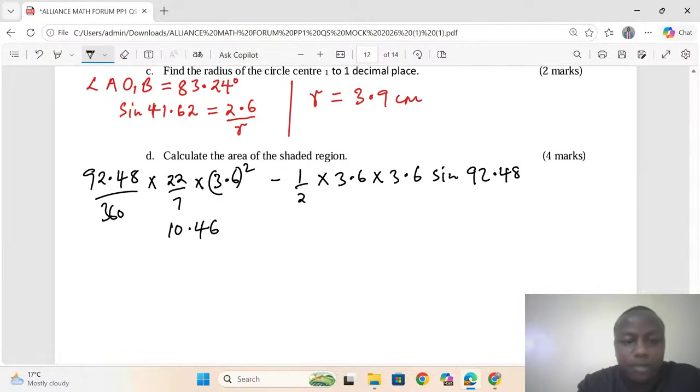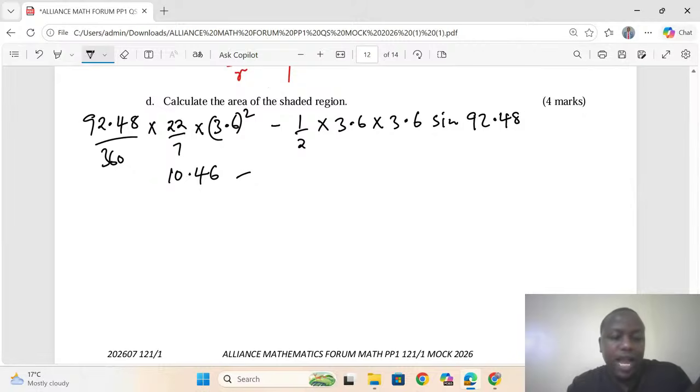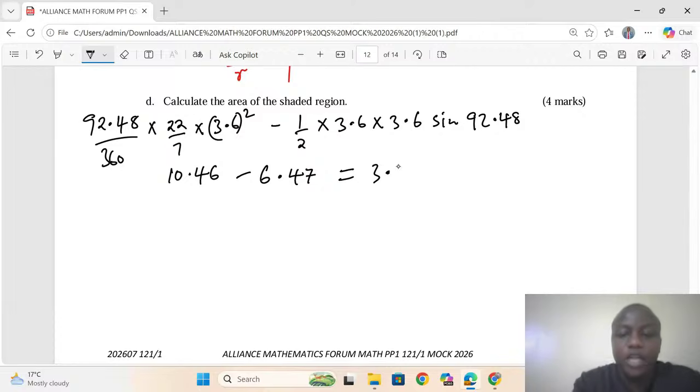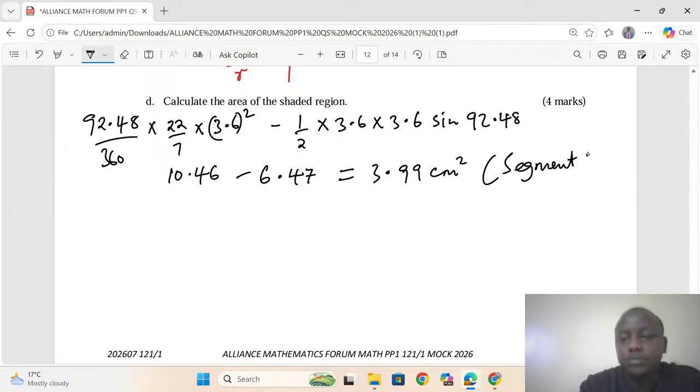10.46 minus half multiplied by 3.6, 3.6, the sine of 92.48. I'm getting 6.47. So now for the first segment, it shall be 10.46 minus 6.47. I'm getting 3.99 square centimeters. This is now segment 1, the first segment. What about the second segment?